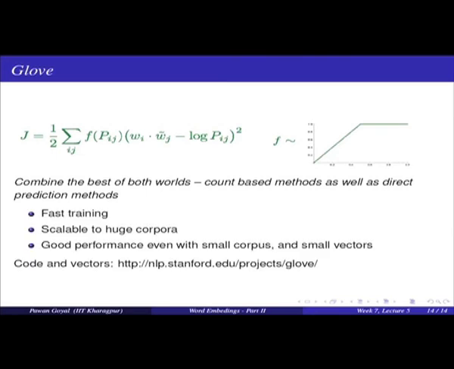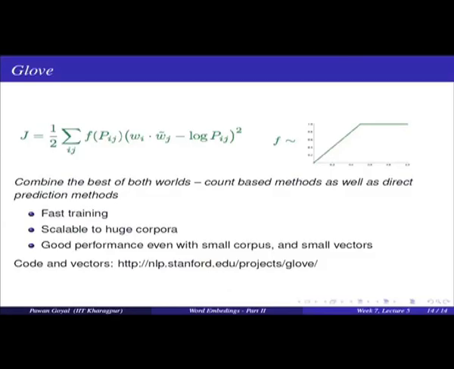And these vectors have also become very, very popular because the training is much faster than the skipgram model, because now you are not going through each individual word and all the windows. You have already completed the counts. Now you are only looking at the word pairs and maximizing that. And so even with a small corpus and small vectors, they have shown very good performance.